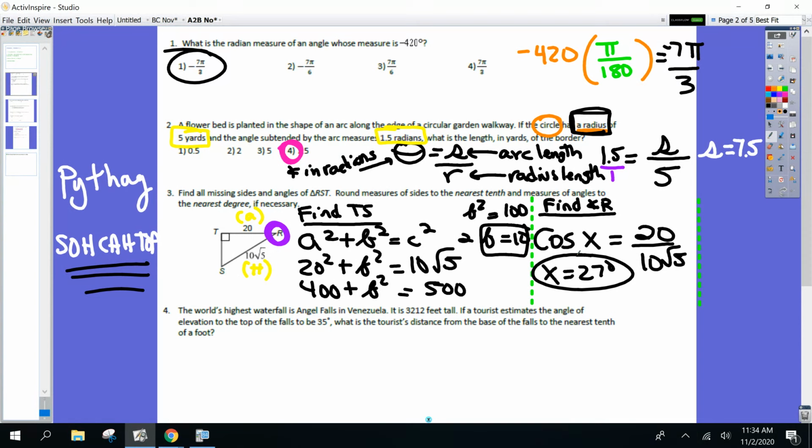All right, we have one more angle to find, which is angle S. And I'm not going to spend too much time on this one. Could you do sine, cosine, tangent again? You could from angle S now and use 20 and 10 radical 5. But how many degrees are in a triangle? Let's make this quick, right, guys? How many degrees in a triangle? 180. You already know one angle's 90, and you know a second angle we just found was 27. All right, here we go. So angle S, 63 degrees.